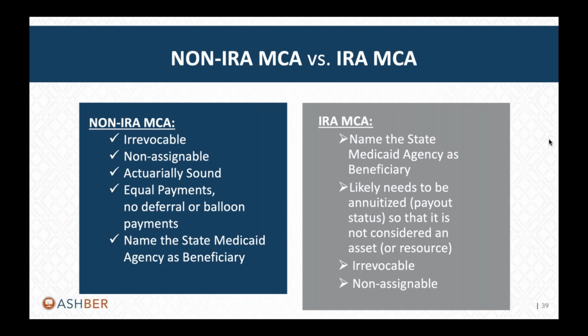Also, the irrevocable and non-assignable language is really more from the standpoint of wanting to make sure that the annuity is not considered to be an available asset for Medicaid qualification purposes.